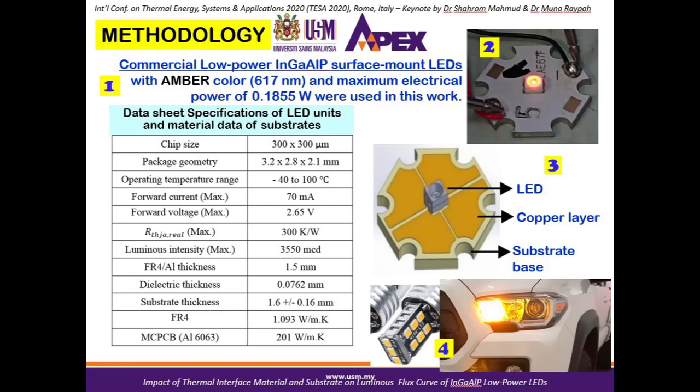FR4 is the epoxy glass at low value, at just 1 watt per meter Kelvin. The aluminum based substrate has 200 times more in terms of thermal conductivity, and we will see which one is better in terms of the heat dissipation response.